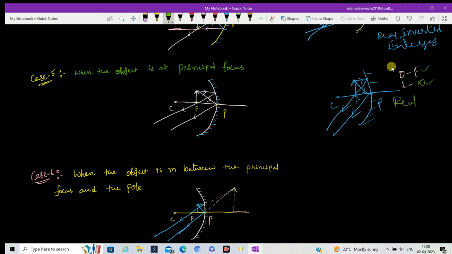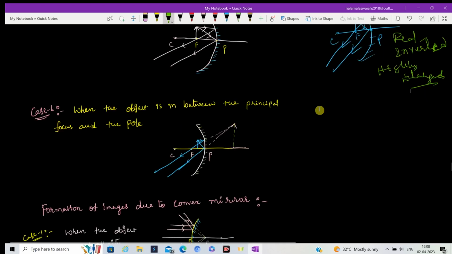What is the nature of the image? Real, inverted. This is the nature of the image. The size is highly enlarged. Image is forming at infinity.